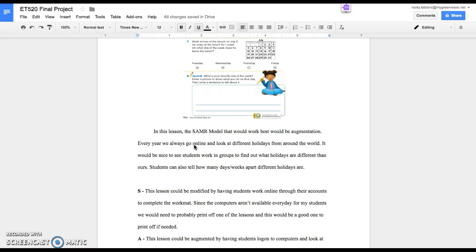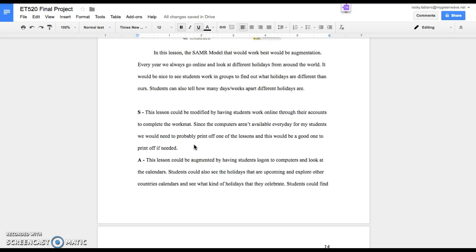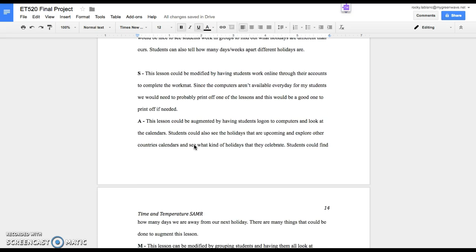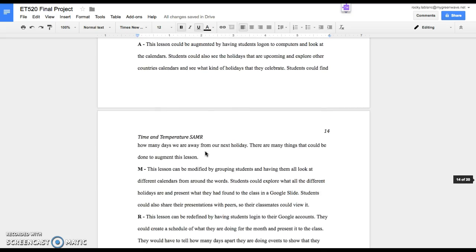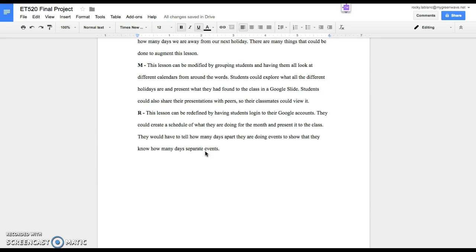They could even print it off the day beforehand if we had computers, so that way we're allowing other students to use the computers in our building. This lesson could be augmented by having students log on to computers, look at the calendars that are there. They could even go on to their Google Calendar or whatever. They could research the different type of holidays that are celebrated, and students could come back to the class and show what they have found. So a way to augment the lesson.